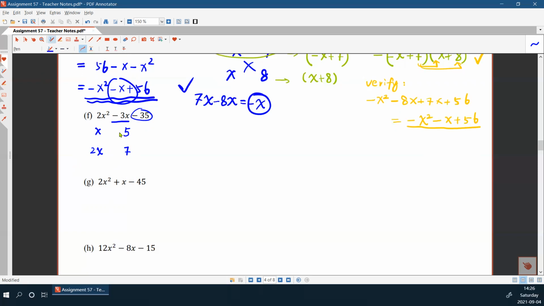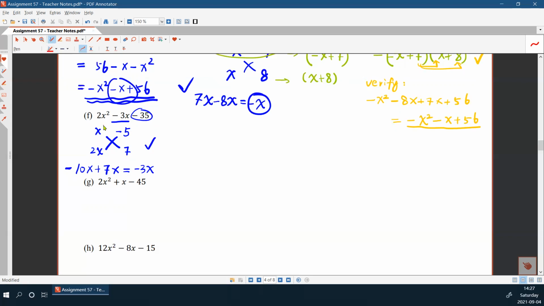So then let's try putting the negative sign here in front of the 5. And in this way, we can see we have minus 10x plus 7x after we do the cross multiplication, right? So this is minus 3x, which is the term in the middle. So this way is working.